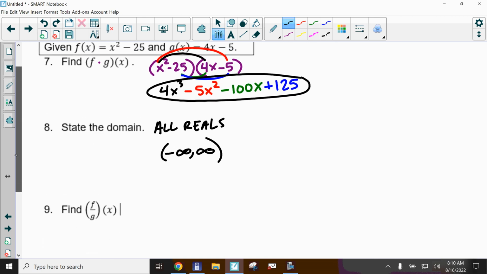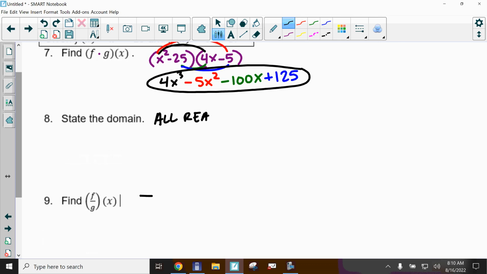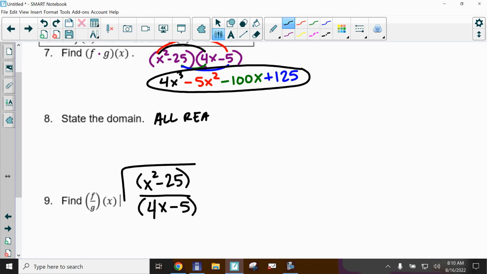These ones are my favorite because there's no work to do. I don't know why the word always does that, but we're going to stick f on top. F was x squared minus 25, and then g at the bottom was 4x minus 5. And you could put the parentheses here. You can leave them off on the division problem. It doesn't really matter. But I mentioned before, these are my favorite problems because you don't do anything. We haven't learned how to divide these yet, so we're not really going to worry about that.